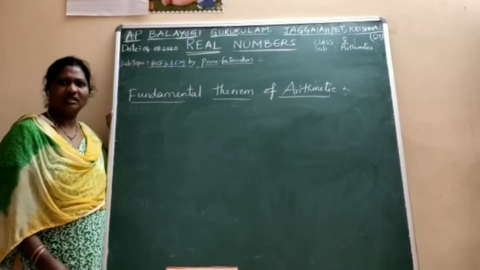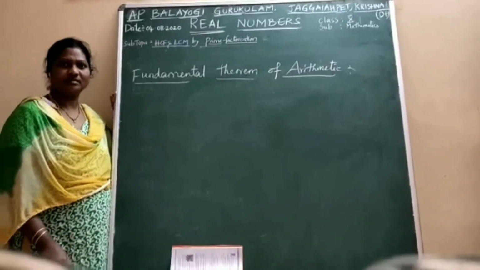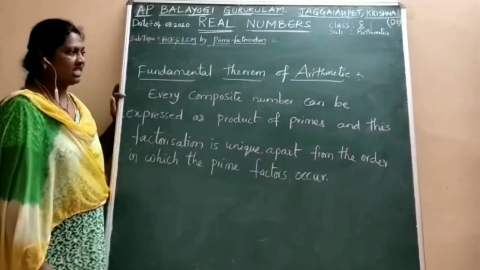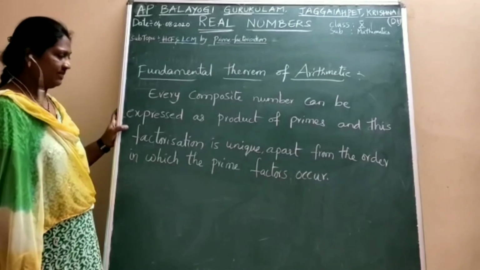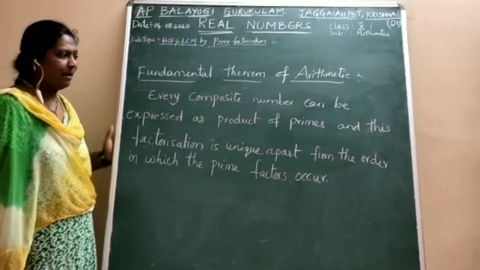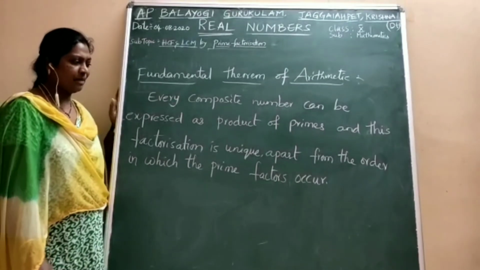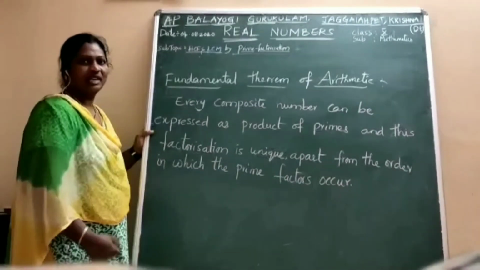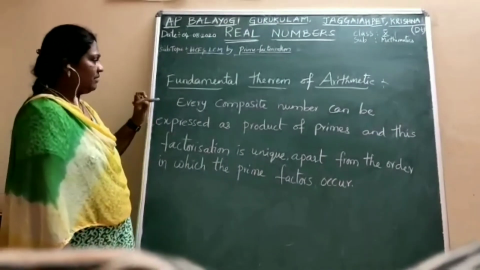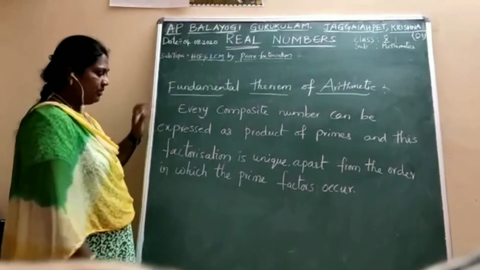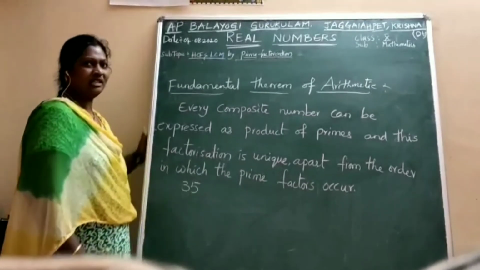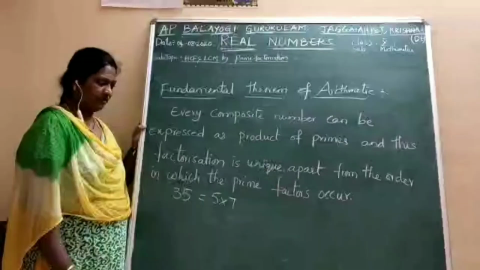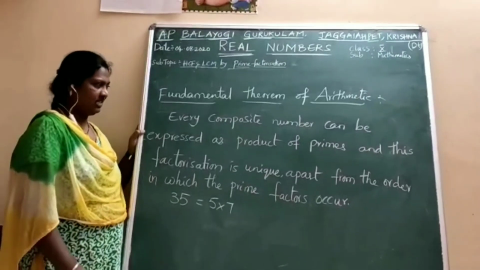Okay children. Every composite number can be expressed as a product of primes and this factorization is unique apart from the order in which the prime factors occur. Let us take one example. Every composite number, no? So we can take one composite number. Is 35 a composite number, children? Yes? Yes. Let us take one example, children.